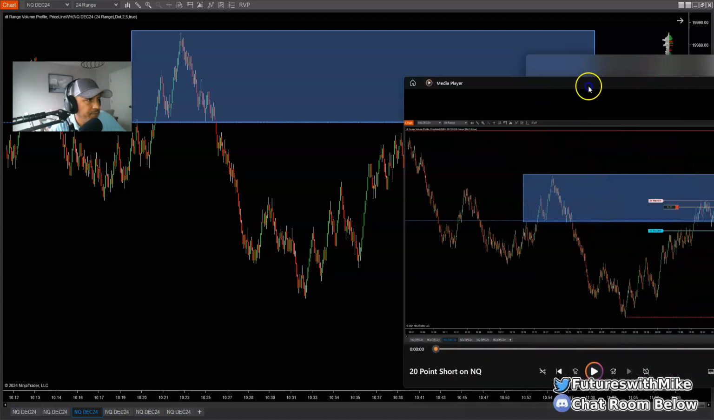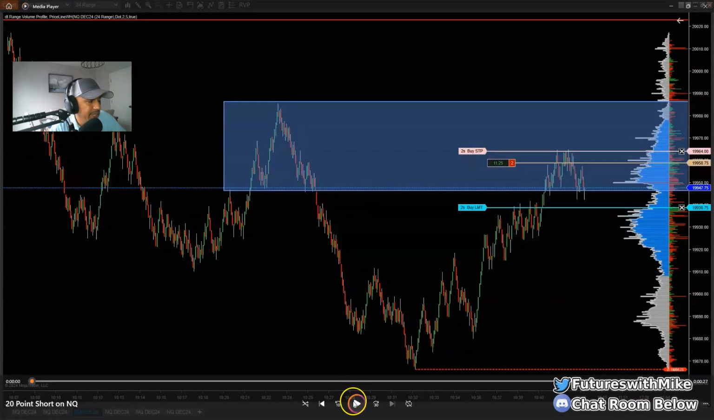All right, capture it here. Play it out so you can see the trade unfold. The bigger box, that rectangle box there, that's that 120 range supply zone that I marked up there. All right, so let's play that through right now.